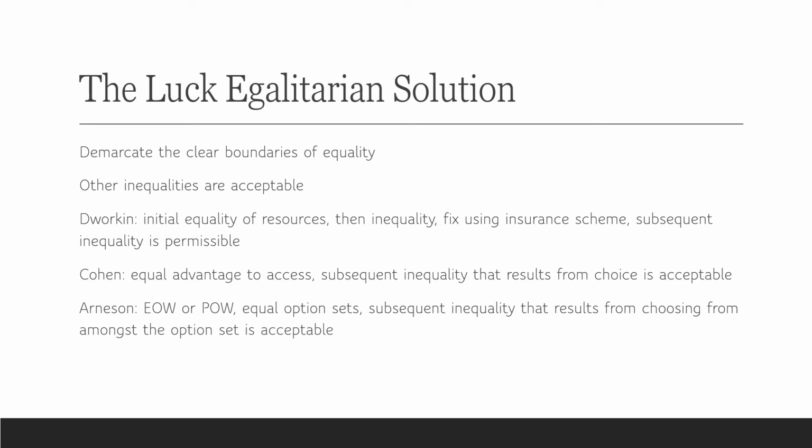Then for Cohen, if you establish a roughly equal advantage or access, then subsequent inequality that results from choice is acceptable. And for Anderson, it's roughly the same thing, whether you use equality of welfare or the prioritarian version, you have equal option sets. Then people make their choices, then the subsequent inequality that results from those choices is acceptable.